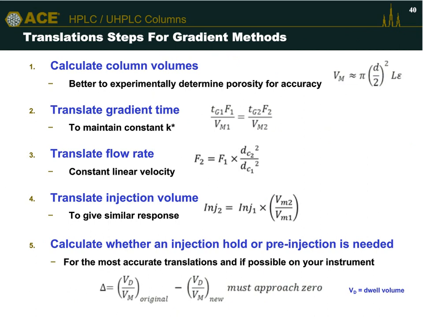This is a slightly more complex situation, and there are 5 steps to gradient translations which have to be accounted for, and the equations are on the screen here. Now, all of these are pretty straightforward, but the one that's perhaps missed out the most is step number 5, and this is where we have to determine whether we have an injection hold or a pre-injection to give us an accurate translation. Also, column volume can be determined experimentally, which can be quite important, and also the dwell volume of your system should be determined experimentally too, to give you the most accurate translations under gradient chromatography conditions.